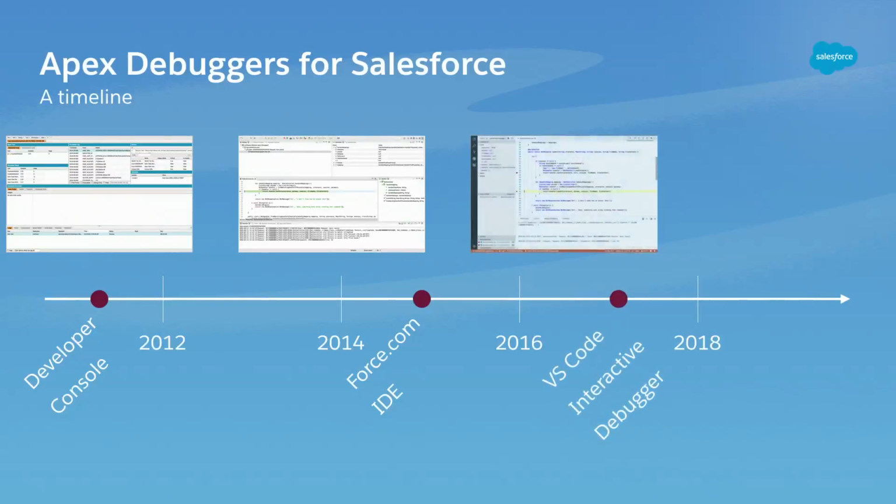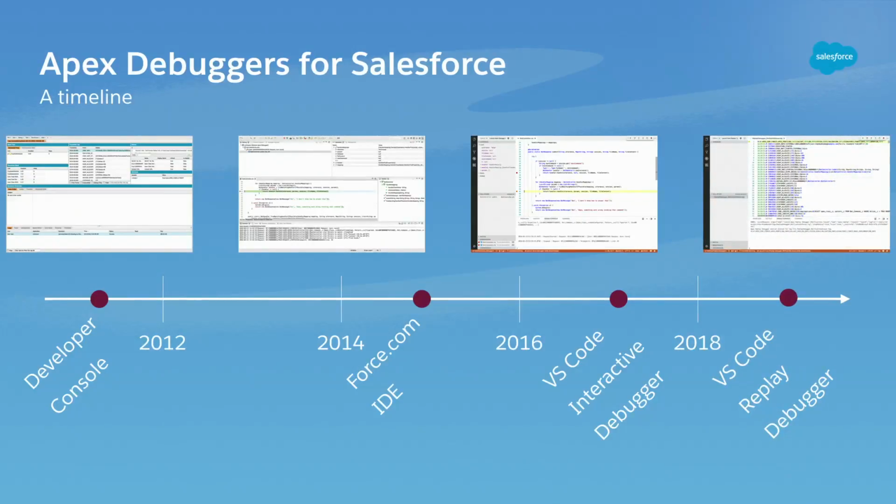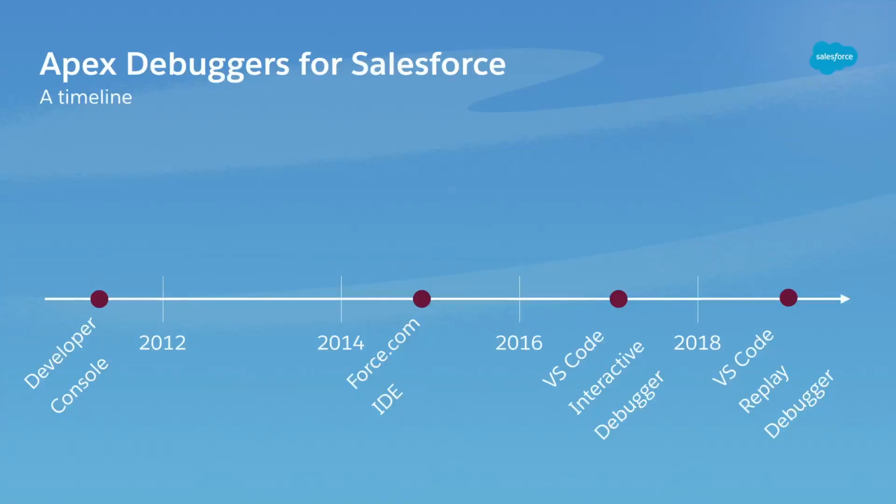Then last year, we pivoted over to Visual Studio Code, and we have the same interactive debugger now in Visual Studio Code. And for the first time in 2018, all of you are seeing this replay debugger for the first time here. Now, it won't be fair to say that we're the first to invent the concept of a replay debugger. The idea of this has actually been going on through other industries. So I want to give people credit for this.